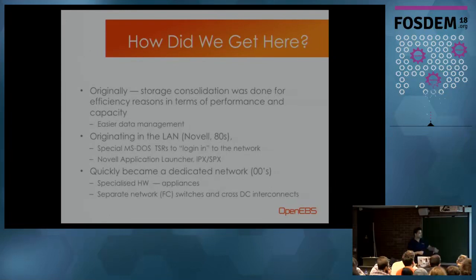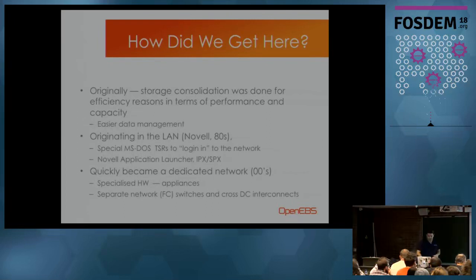Fast forward 20 years. Then we had a dedicated network, a real storage area network, or a network attached storage system. These were very specialized hardware appliances, right? They had very specific hardware that was not otherwise available to the average computer shop. Also it was a separate network, so they segregated the network. It was a different network fabric. It was Fibre Channel. There were no IP packets moving there back then. It was very specialized, with very special switches and special interconnects between data centers so that you could do failover across data centers as well.